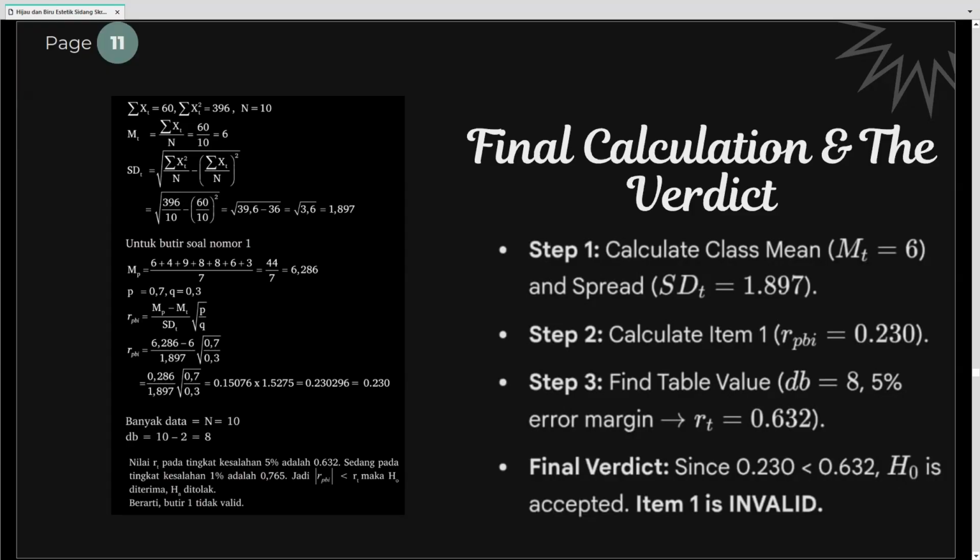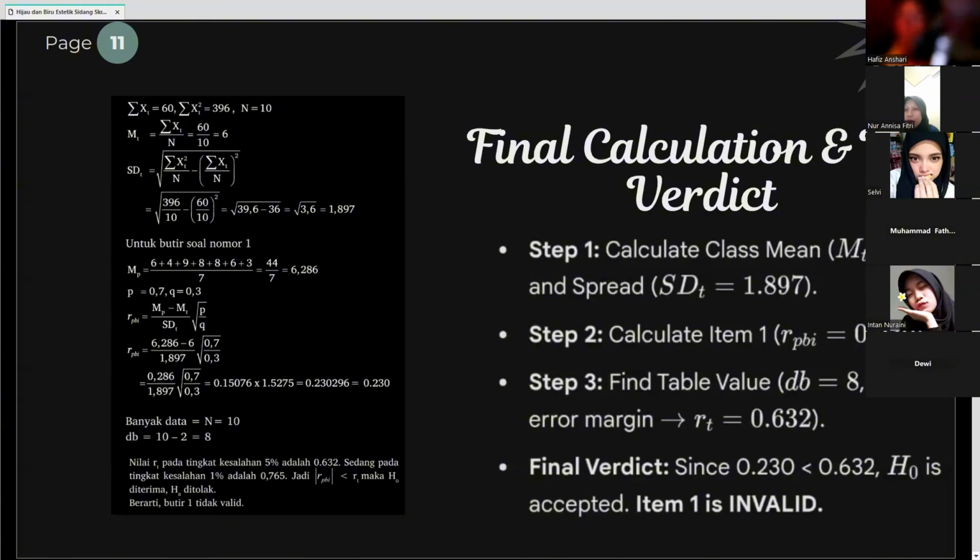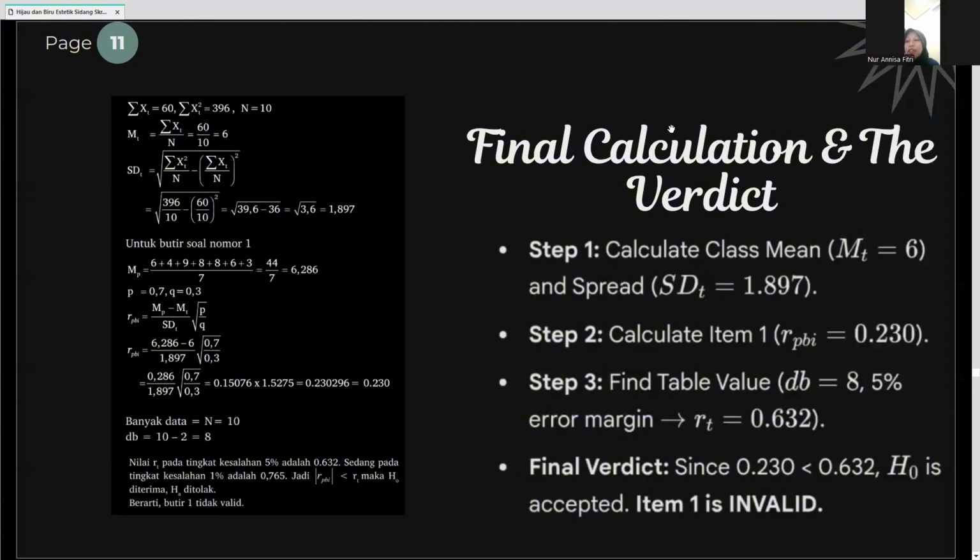Is it good enough? Let's check the statistical table. Our degrees of freedom is n minus 2, which gives us 8. Looking at the table with a standard 5% margin of error, the minimum threshold we need to pass is 0.632. So here is our final prediction. Because our calculated value of 0.230 is strictly smaller than the required 0.632, we must accept the null hypothesis.